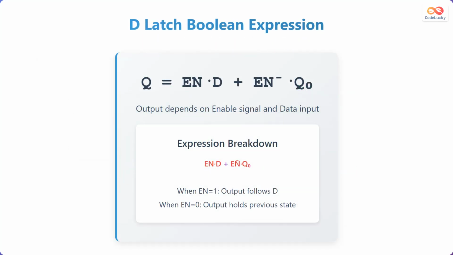The behavior of the D Latch can be described by the following Boolean expression: Q equals EN and D plus EN bar and Q naught. This expression tells us that the output Q depends on the enable signal EN and the data input D. Let's break down this expression. EN and D means when EN is 1, the output Q follows D. EN bar and Q naught means when EN is 0, the output Q holds its previous state Q naught.